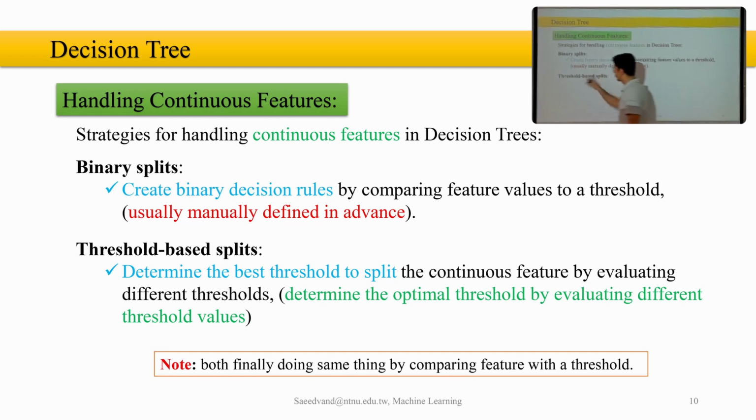On the other hand, threshold-based splits is a technique that we explained. They determine the best threshold split, and they work by determining the optimal threshold by evaluating different threshold values that in the previous slide we discussed. What we are interested in is mostly the threshold split, and most of the things that we solve and use are based on the second one. Both finally do the same thing, comparing the features with a threshold, but now we can handle continuous features.